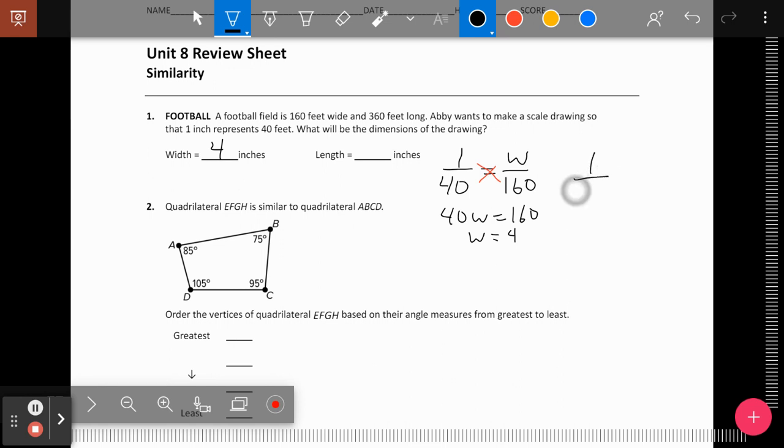I want to do a proportion over here as well for the length. And so it's the length, but the real length is 360. Cross multiply: 40 times L, 40L, equals 1 times 360, 360. Divide by 40, and you get 9.